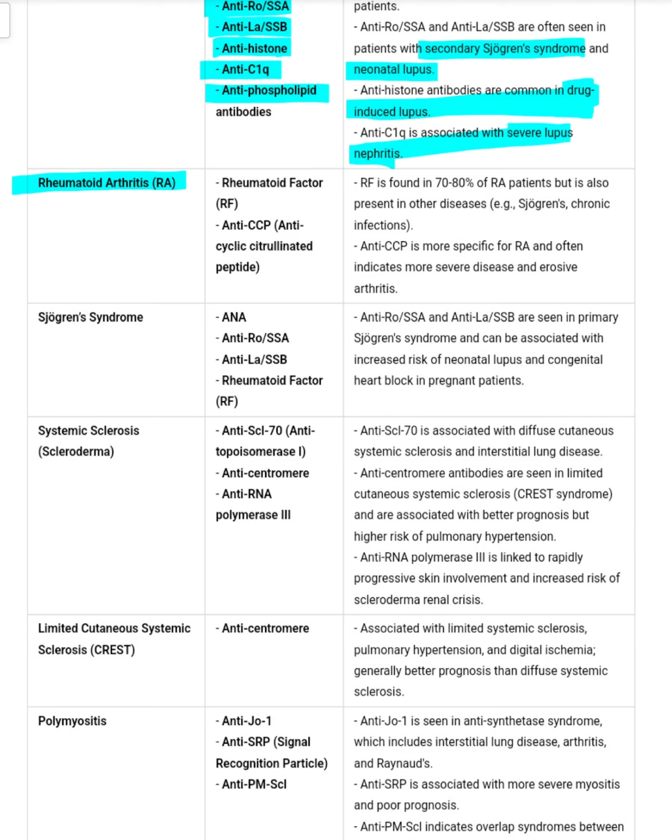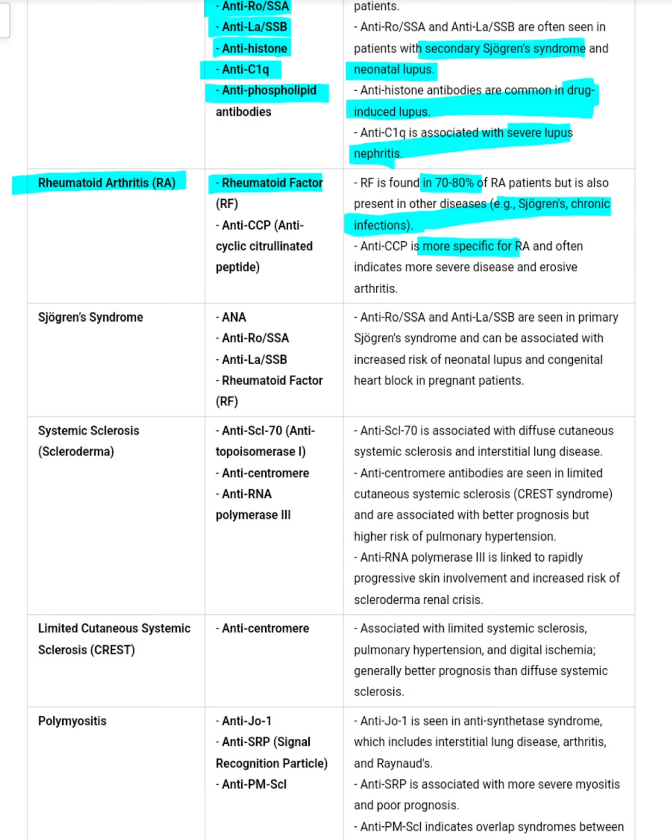RA. What all antibodies are present? Rheumatoid factor, RF. It is present in 70 to 80% cases of RA, but it is also not specific, as it can be present in other diseases like Sjogren's syndrome or even chronic infections. Other than that, anti-CCP, that is anti-cyclic citrullinated peptide. It is more specific and it indicates a more severe disease and erosive arthritis.